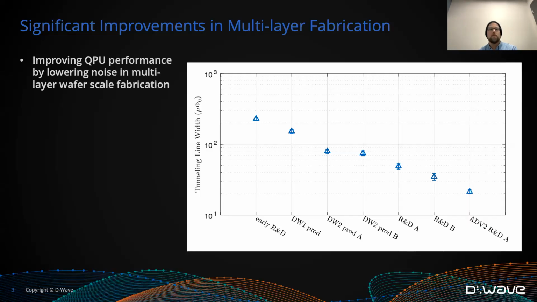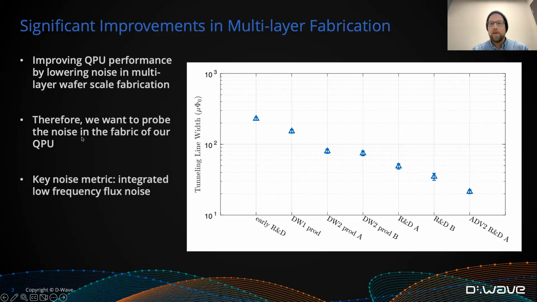At D-Wave Systems, we're focusing on improving the performance of our quantum annealing processors. This means we want to increase our qubit count and our connectivity, but also reduce the amount of noise that our superconducting circuits are seeing. And this all has to be facilitated in wafer scale fabrication, because that's the way we fabricate our devices. So what we really want is to probe the noise that each one of our qubits is seeing in the fabric of our quantum annealing processor.